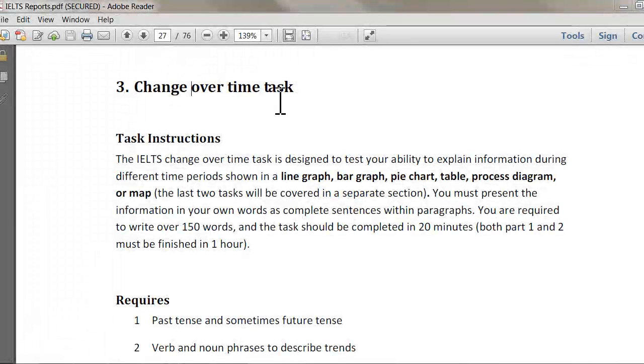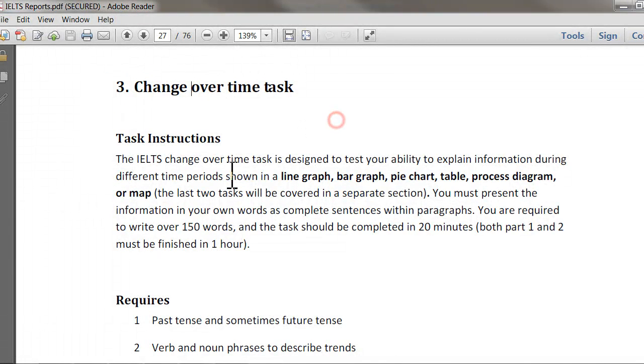And then when time permits a bit more, I might actually make a video on each of the different tasks and go through how to actually write it. So let's just have a look very briefly at what sort of information you would find in this book. Let's say we've got task type 3, the change over time task. This is where we've got multiple time periods.